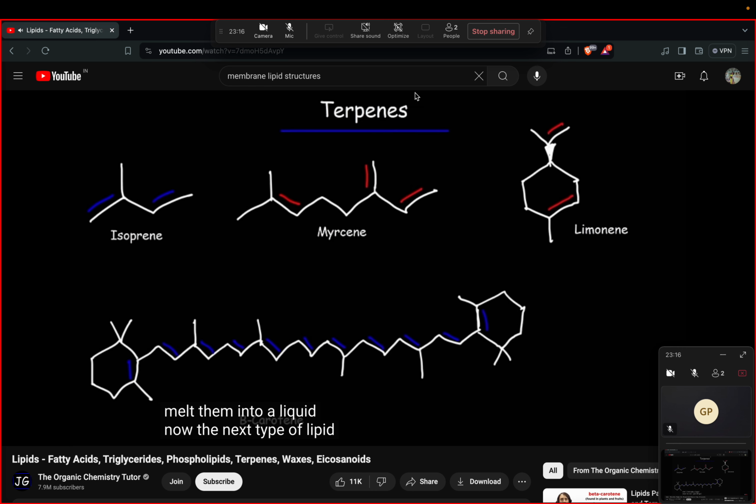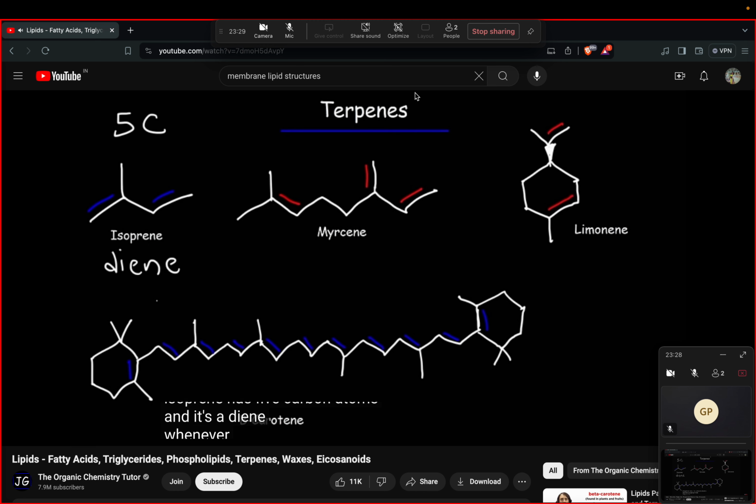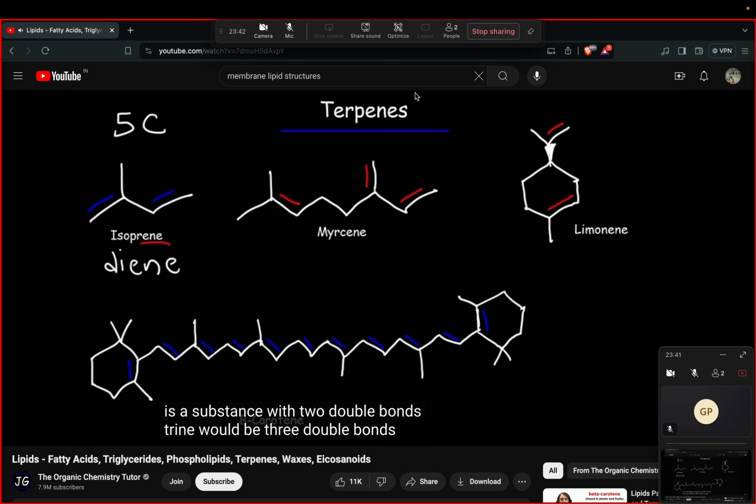Now, the next type of lipid that we need to talk about are terpenes. The basic unit of a terpene is isoprene. Isoprene has 5 carbon atoms, and it's a diene. Whenever you see the suffix "ene," that tells you that it's an alkene. It has a double bond. Di means 2, so a diene is a substance with 2 double bonds. Triene would be 3 double bonds.